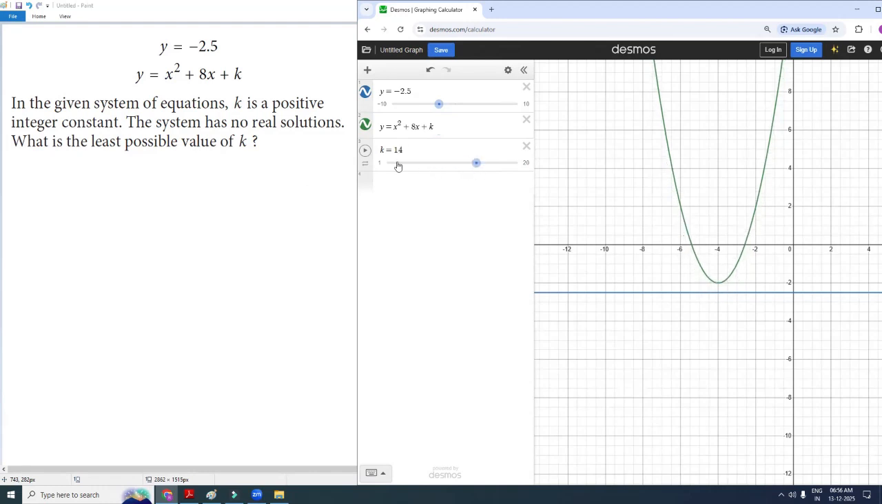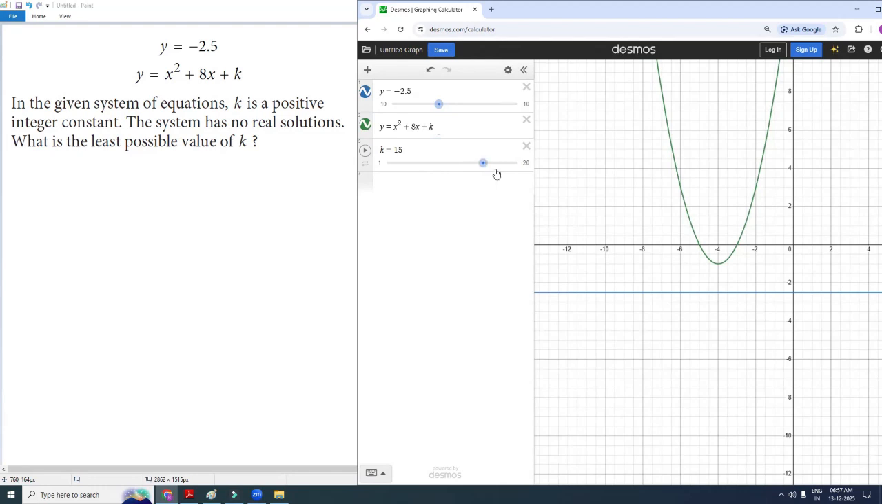Okay, when you take k equals 14, the two graphs do not intersect. That means the two equations in the given system have no real solution. What if I take the next integer value for k, that is k equals 15? For k equals 15 also, the two graphs do not intersect. In case I take k equals 16, 17.